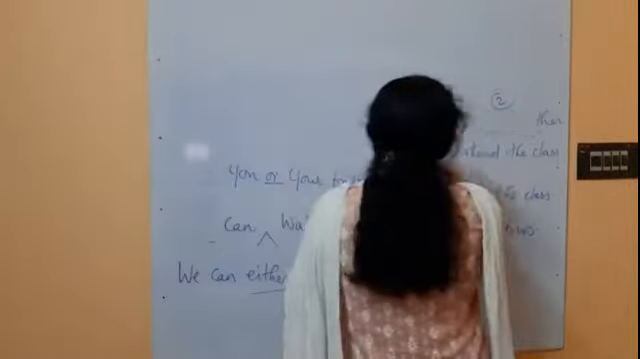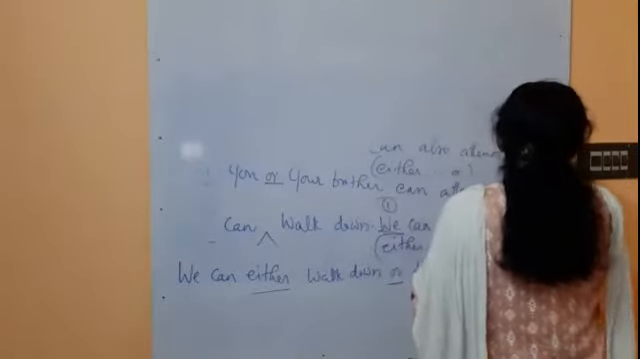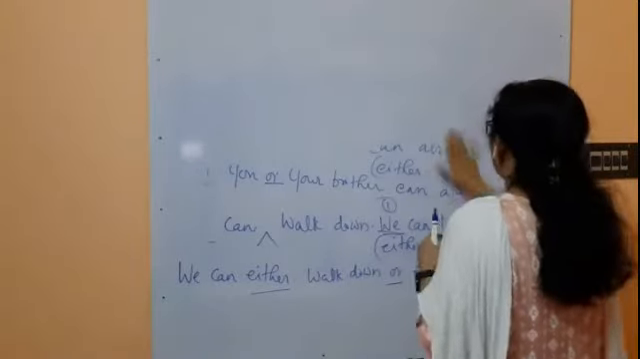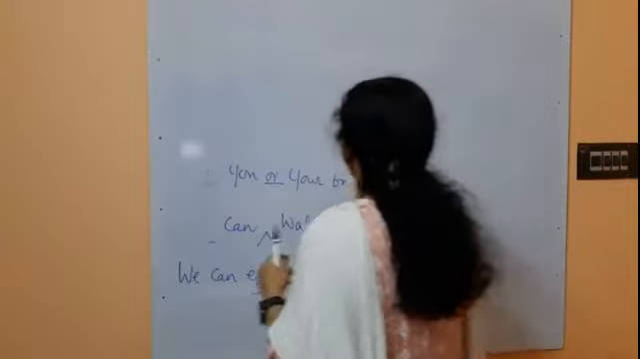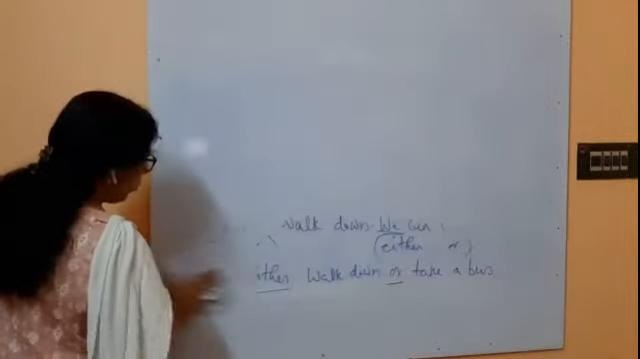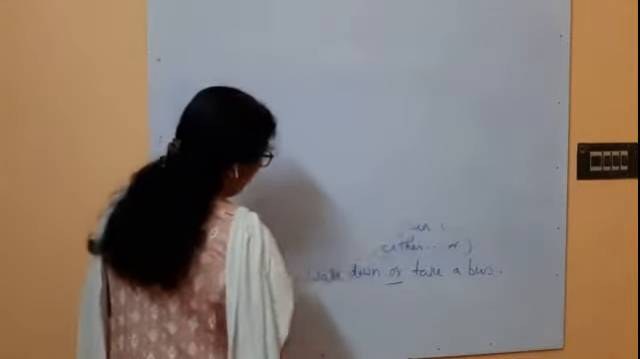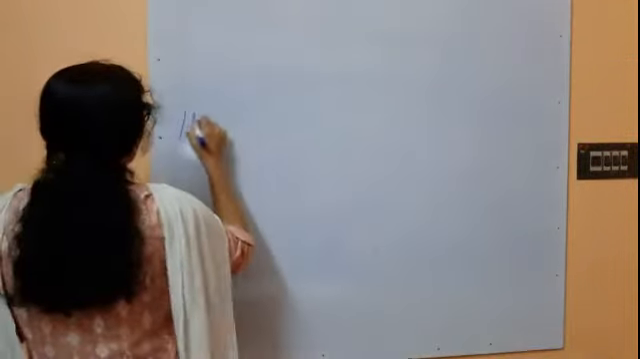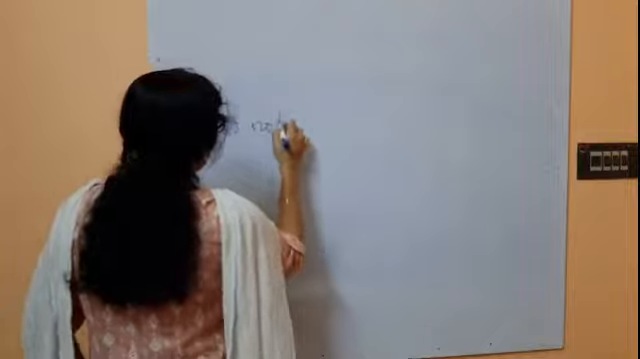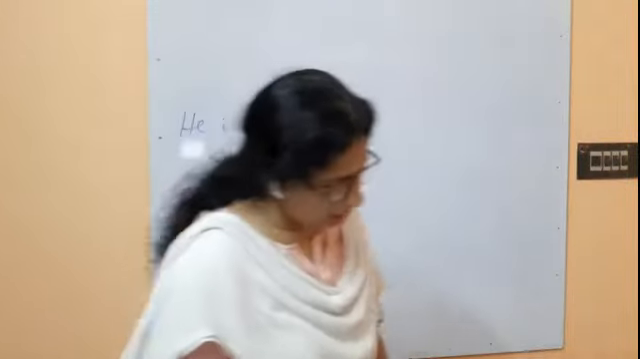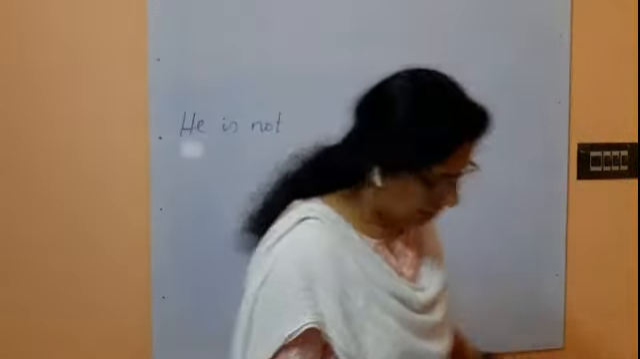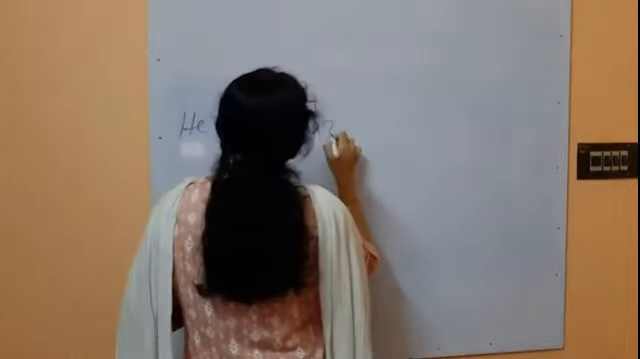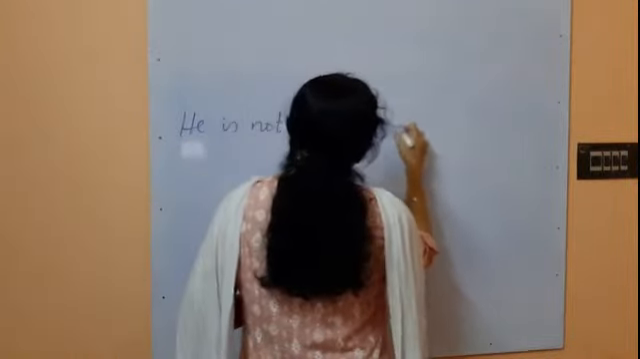Now we will see neither nor also. Neither nor also is a negative form. The same rule is applied in neither nor also. He is not lazy, he is not careless. He is not lazy, he is not careless.